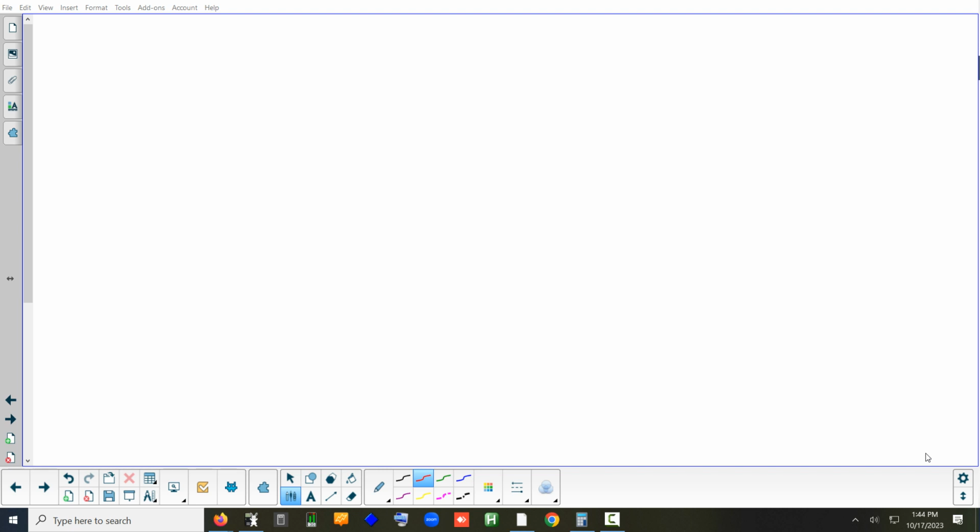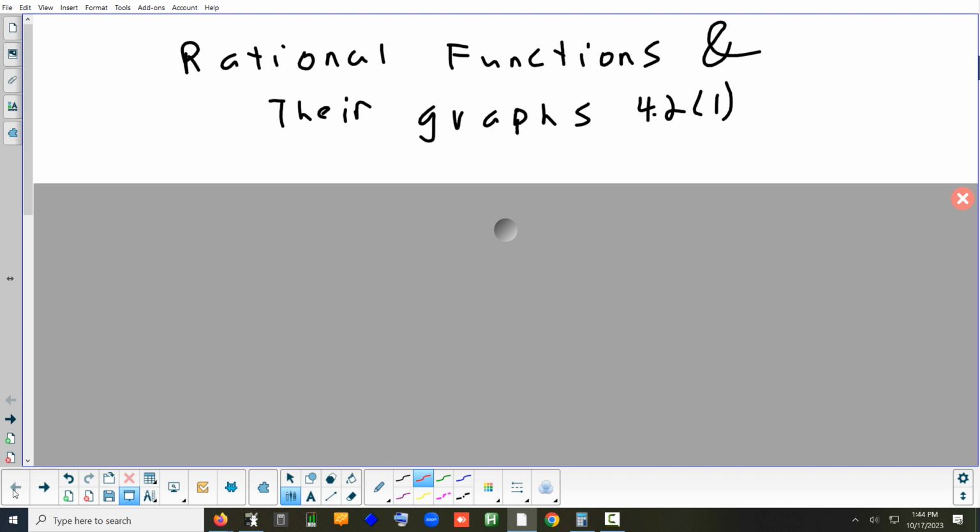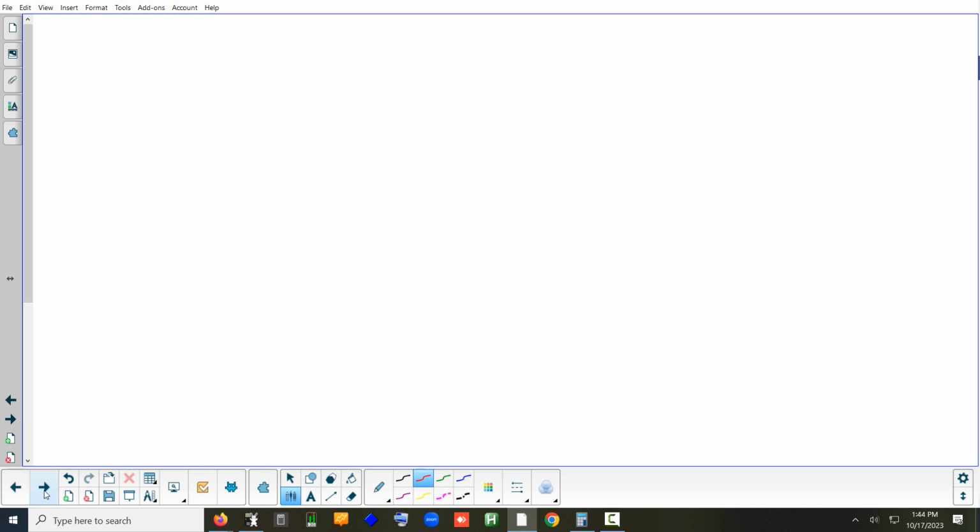So we're going to look at 4.2, part 1, but there's something we have to look at first that's going to be in 4.2. And I'm going to show you an example, do something on the calculator, and then it's a pretty easy concept.